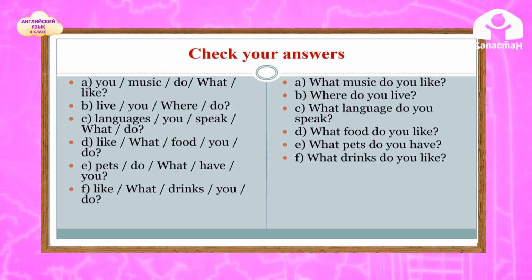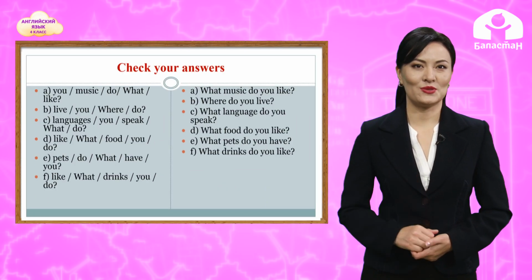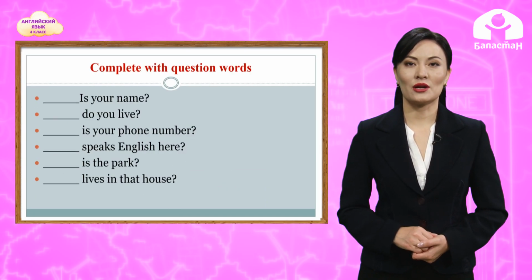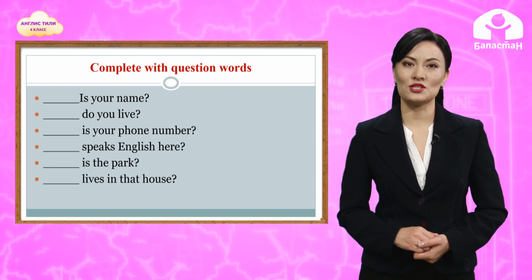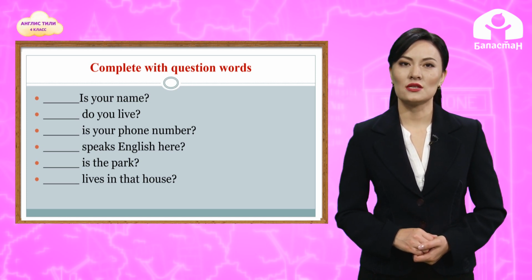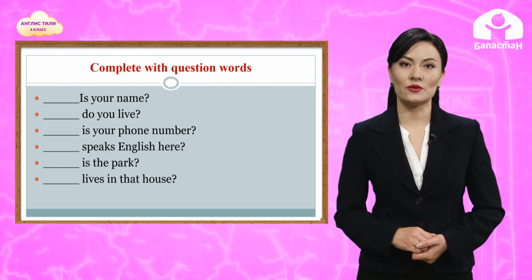What music do you like? Where do you live? What languages do you speak? What food do you like? What pets do you have? What drinks do you like? Good job, children! Now complete the questions with the question words what, where, who.